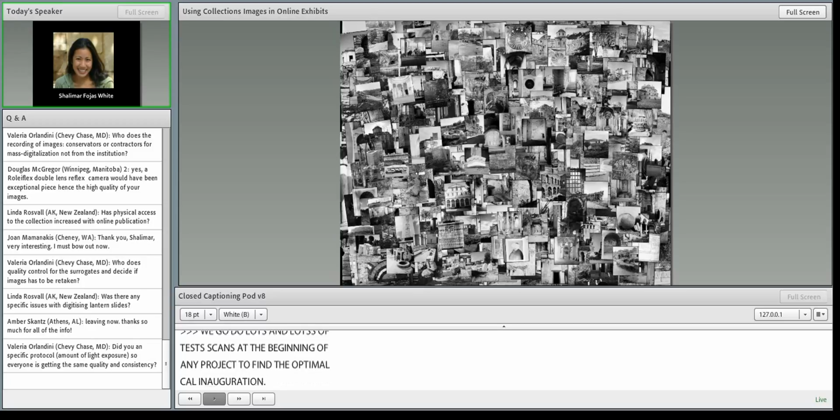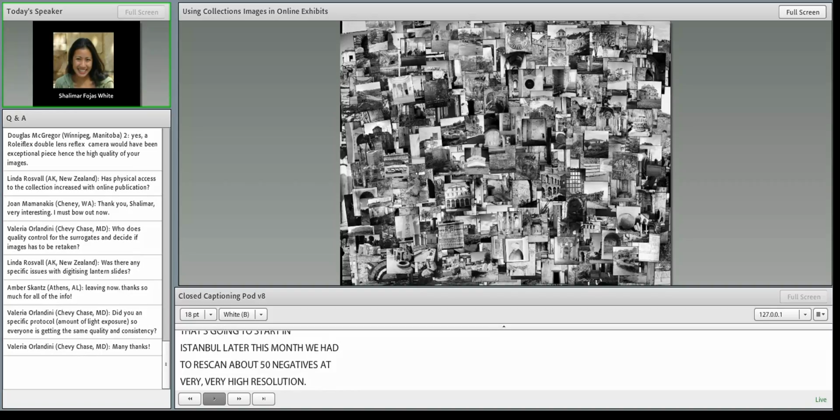So an interesting project is that for the exhibit that's going to start in Istanbul later this month, we had to rescan about 50 negatives at very, very high resolution. And that project, oddly, took far longer, I think, than the digitization of the originals did, because we were really trying to get images that would be able to get printed at very large size on the wall. So there was a lot more post-production work that happened with those images.